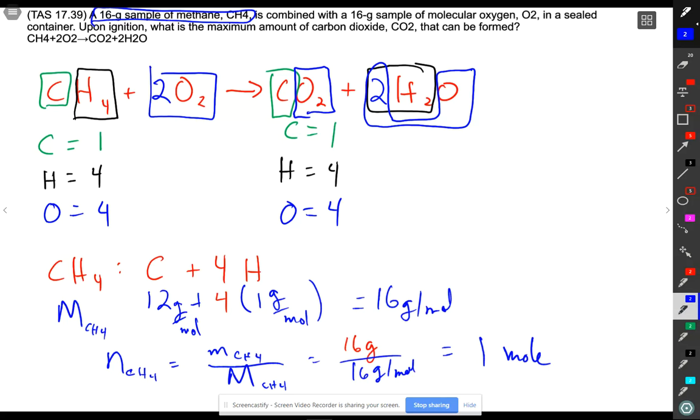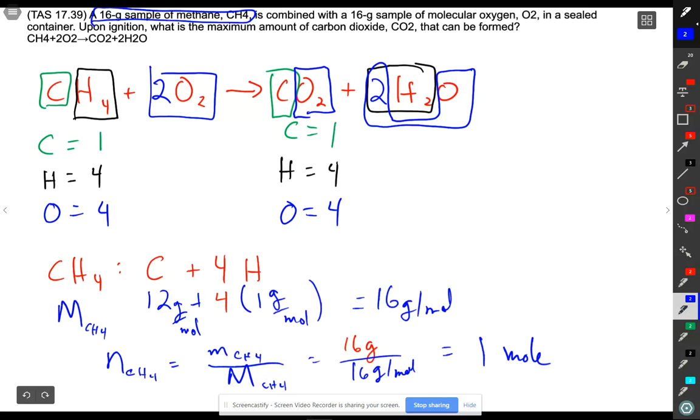MOL is the abbreviation for mole. MOLE is the full spelling. I wrote it as the full spelling. So we have 1 mole of methane. Now, I really wish that I had used a longer piece of paper so I could continue on down, but I can't. I use a small piece of paper or screen.